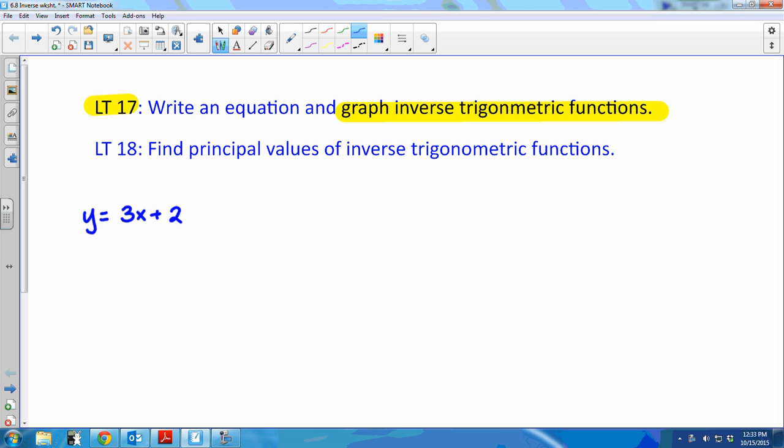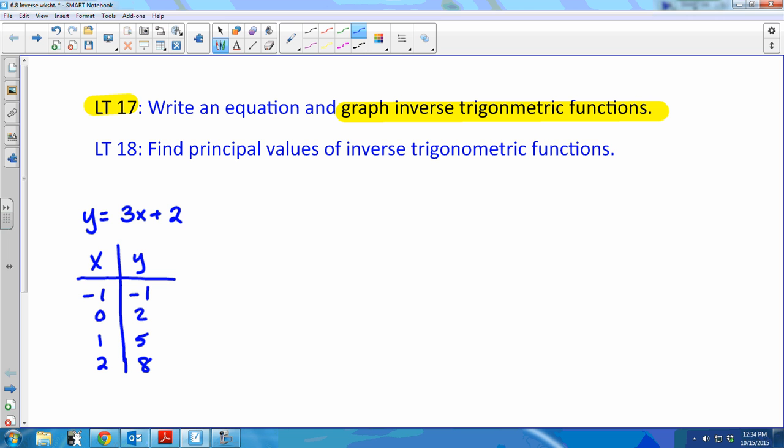So 3x plus 2 is just a line, right? And I can make a table of values to get the points on the line. So I could have negative 1, 0, 1, 2. And I can substitute those into the function. So negative 3 plus 2 is negative 1. 0 plus 2 is 2. 3 plus 2 is 5. And 6 plus 2 is 8.